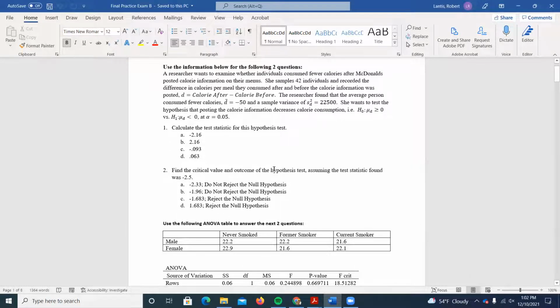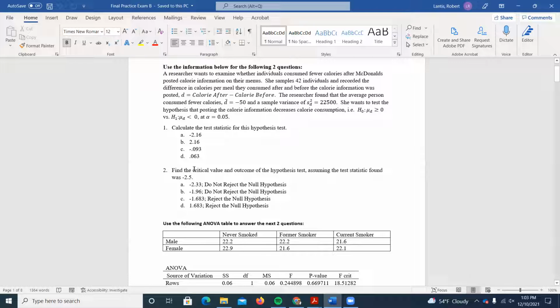Okay. So the setup is that we are looking at McDonald's before and after calorie consumption, right? So we had this difference variable created. We then found the mean difference and the variance on that difference variable. We got a sample size of 42 people, and we have a what type of tailed test? If we look at the alternative, the null hypothesis, we always look at the alternative for what type of test. We've got a less than sign, so it's a left-tailed or a less than test.